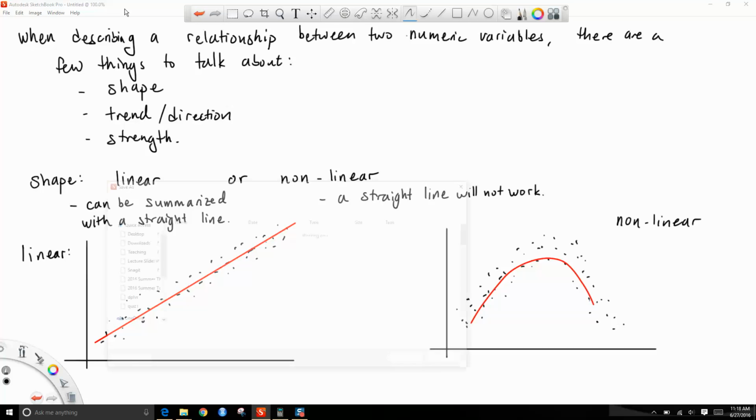Okay, so as far as this class goes, we're only going to learn how to handle a linear relationship. It could go up like that, or we could have something like this. This is also linear. It's just trending in this direction. That's fine. So these are both linear, because a straight line could work here. A lot of times things are a bit of a judgment call as to whether something can be described with a straight line or not.